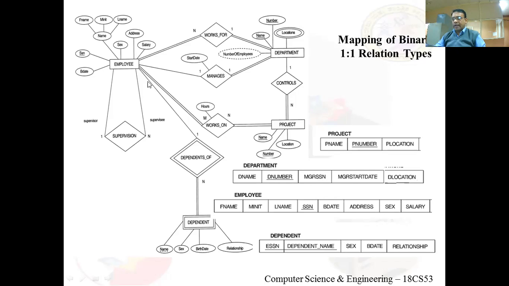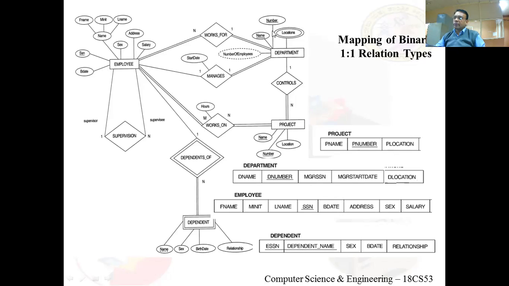Next step is identify M:N relationship type. Create new relation works on. The works on is not available here. I have to create one more new relation called works on and then add SSN and project number and hours to the works on.